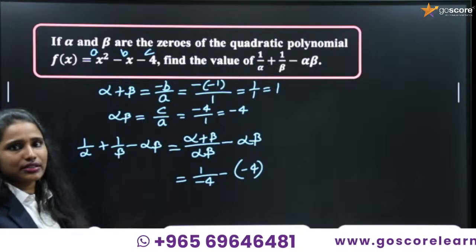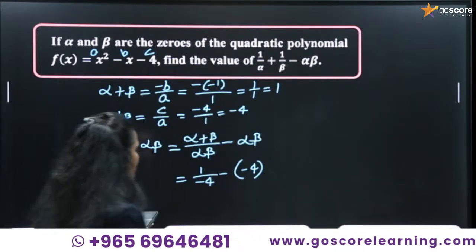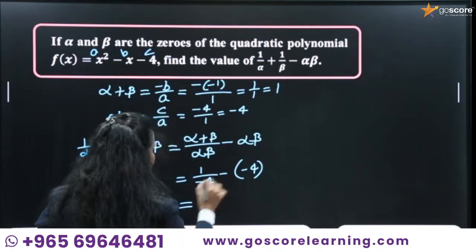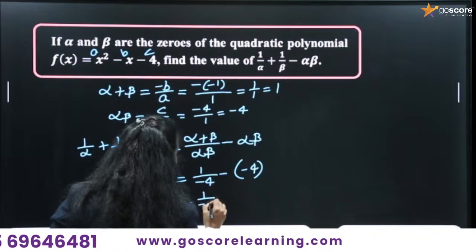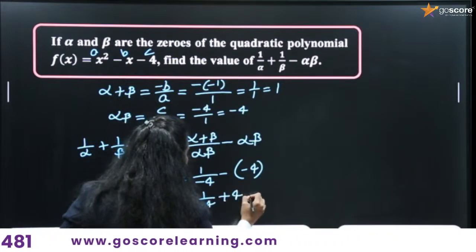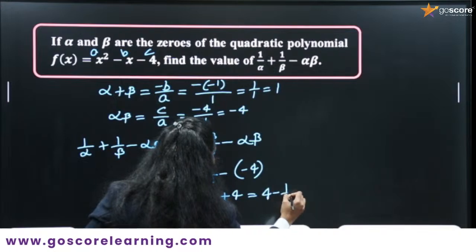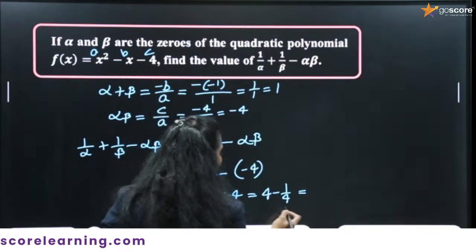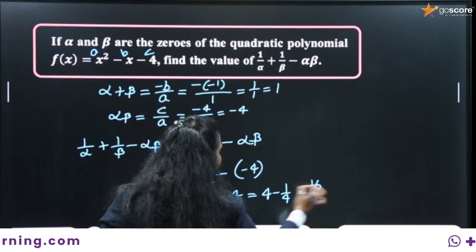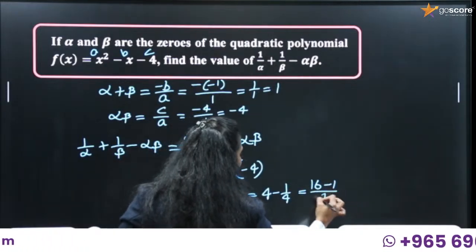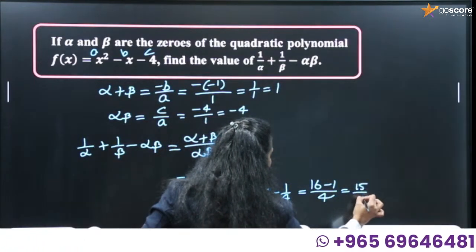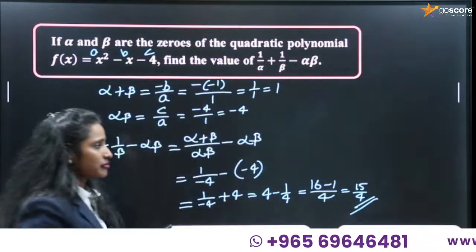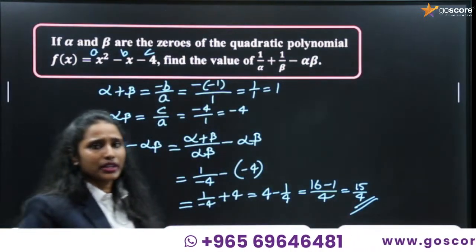Don't lose the negatives. That will lose your marks. So this one is 1 by minus 4 plus 4. That means 4 minus 1 by 4. Now I am again cross multiplying. 4 into 4 is 16 minus 1 divided by 4. This is 15 divided by 4. That's our answer. Okay. Is it okay?